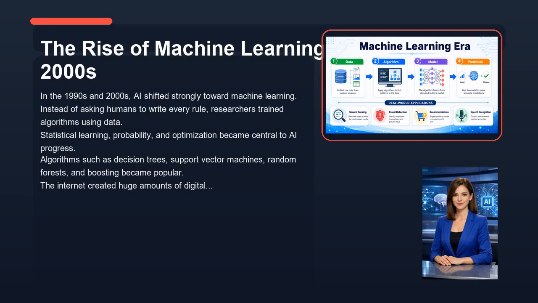Now let's look at the rise of machine learning, 1990s to 2000s. In the 1990s and 2000s, AI shifted strongly toward machine learning. Instead of asking humans to write every rule, researchers trained algorithms using data. Statistical learning, probability, and optimization became central to AI progress.